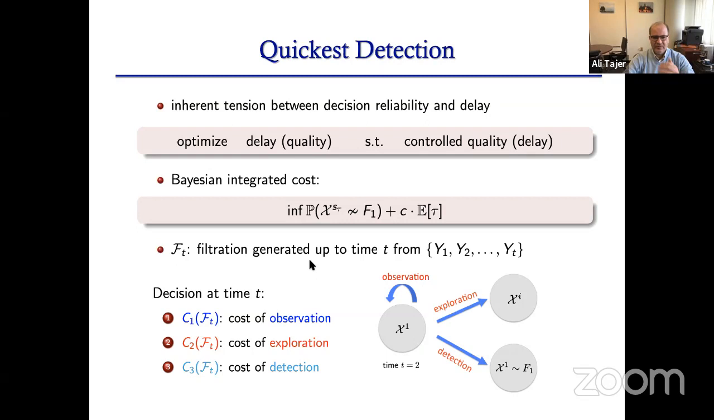Now, at every time, this cost function, depending on our action, could take different values. So corresponding to the observation action, we define cost C1. Corresponding to the exploration action, we define cost C2. And corresponding to the detection action, we define cost C3, which is essentially the evaluation of this Bayesian integrated cost under each of these three possible actions.